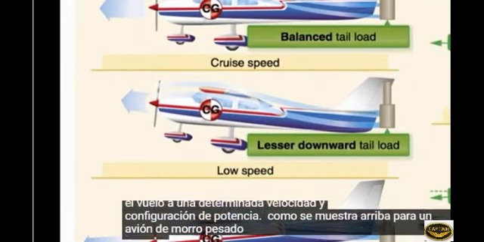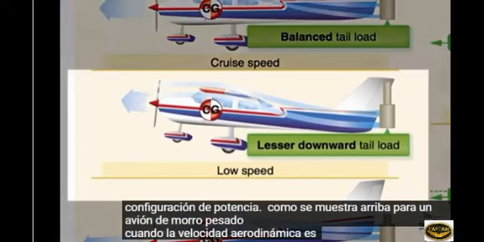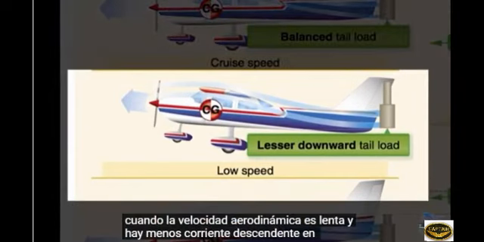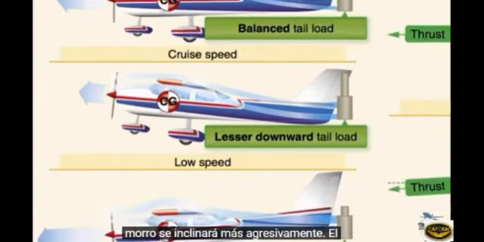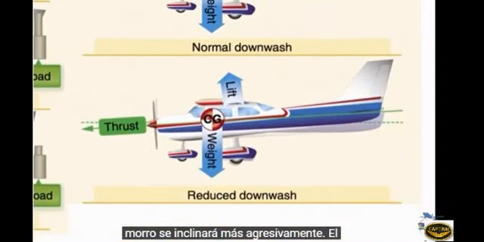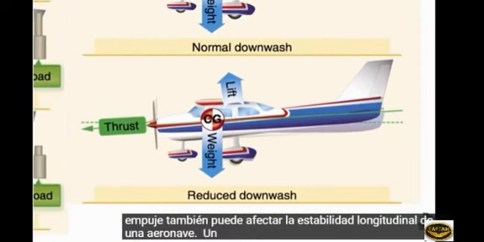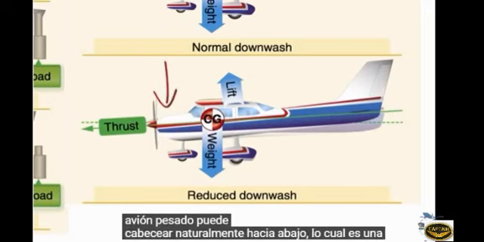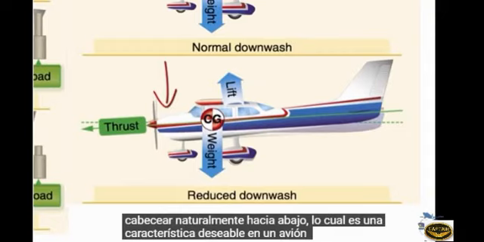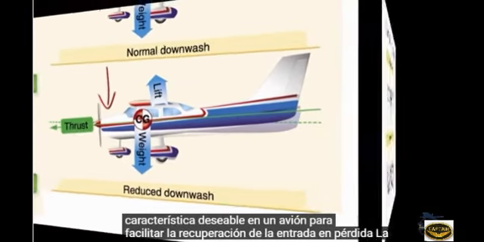For a nose-heavy plane, when the airspeed is slow and there is less downwash on the tail, the nose will pitch over more aggressively. Thrust can also affect the longitudinal stability of an aircraft. Reduced power causes less downwash, and causes the nose of a nose-heavy airplane to naturally pitch down, which is a desirable characteristic in an aircraft in order to make stall recovery easier.